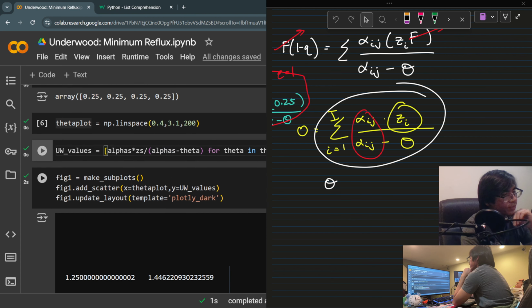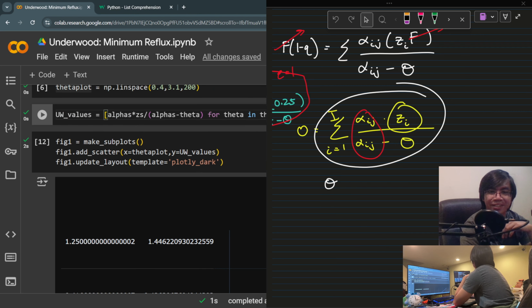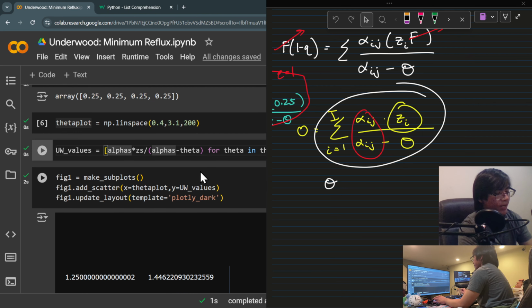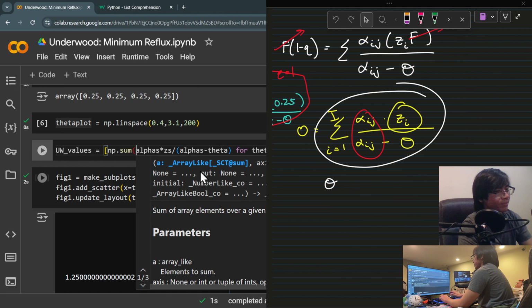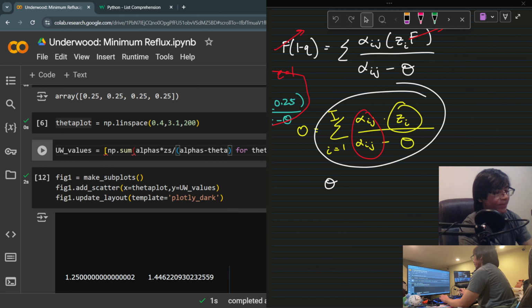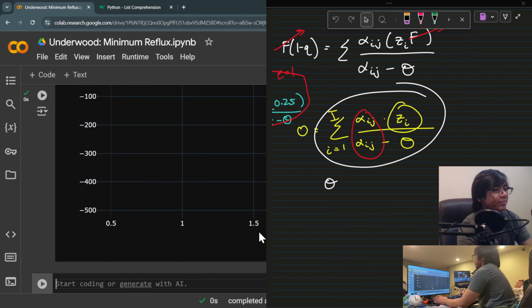All right, I'll pause here. I can't find it immediately. I don't know what I'm doing. I don't know why I said it's not an NP sum. You have to do an NP sum. That's how you get the values. Okay. Try that again. There we go.